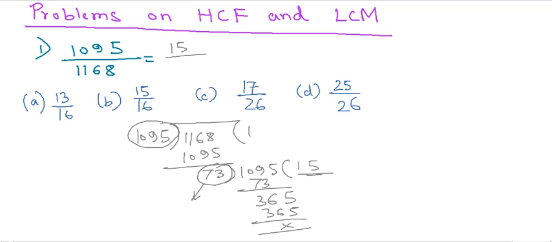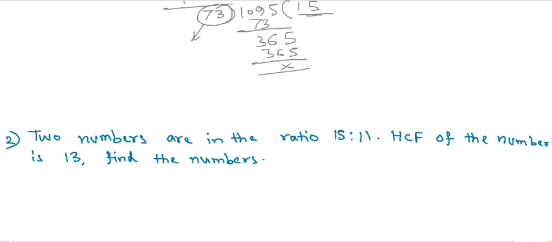So numerator comes to 15, and by looking at these options you can guess that only one option has 15. So this will be the correct answer. So in this way you can save time in aptitude exam. Now let's come to the next problem.